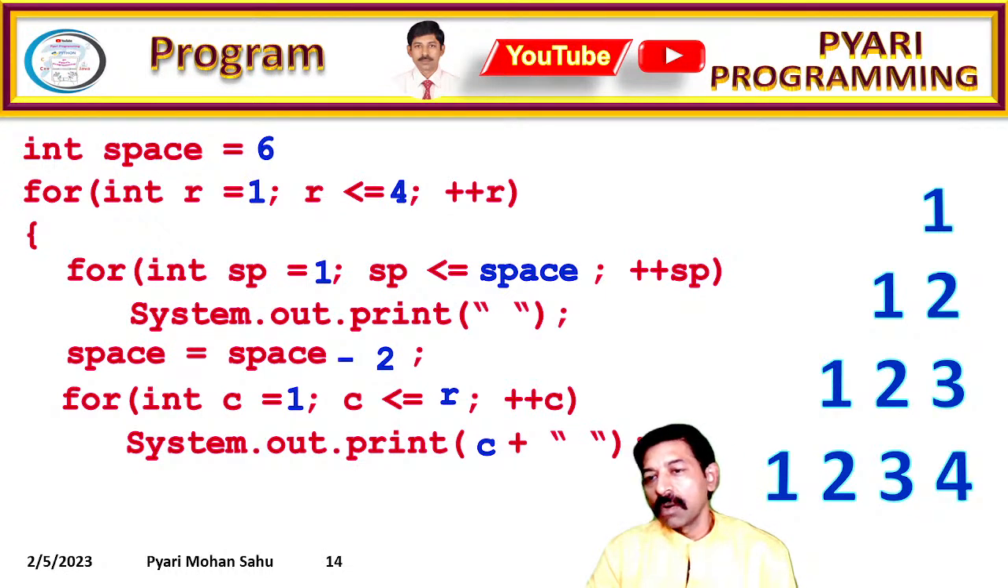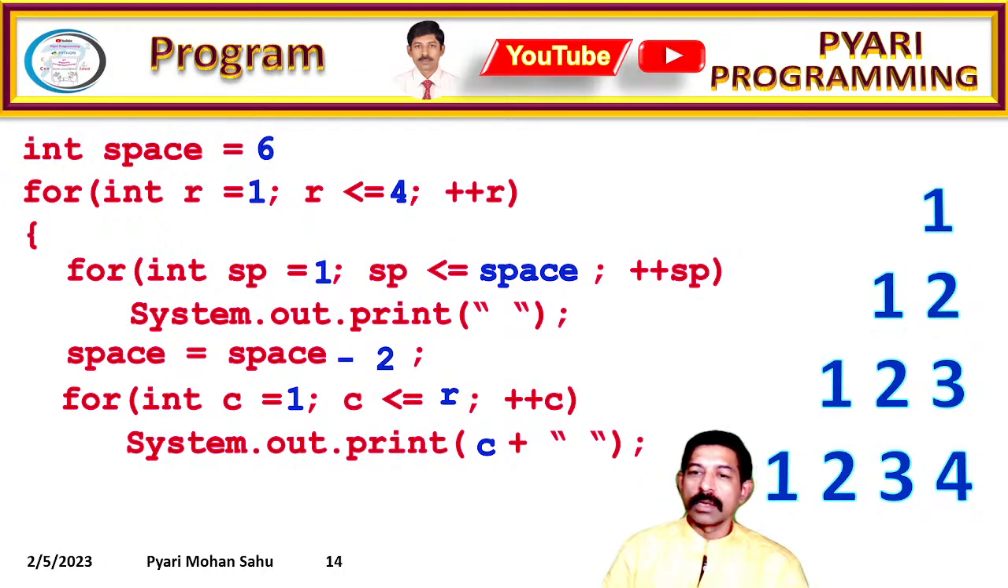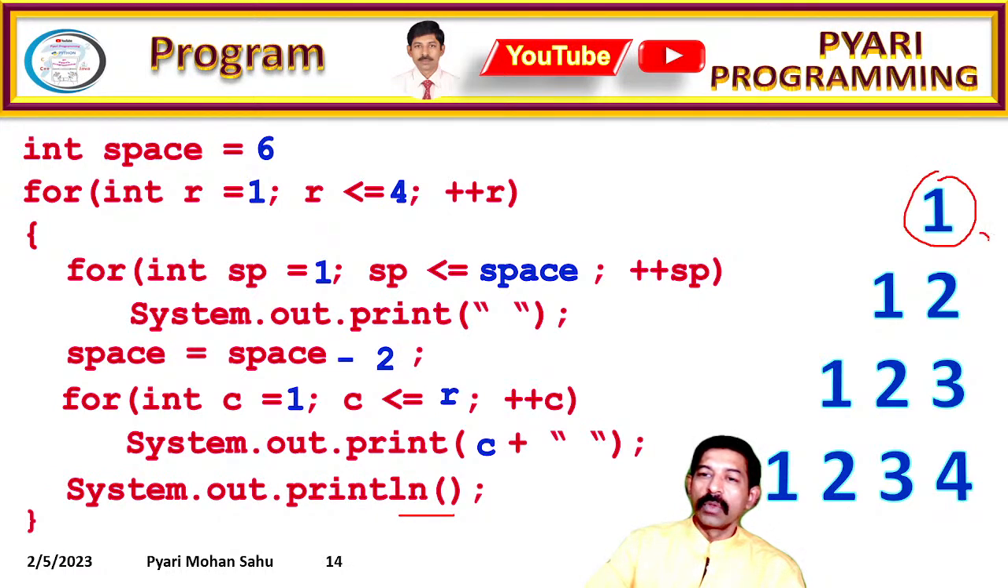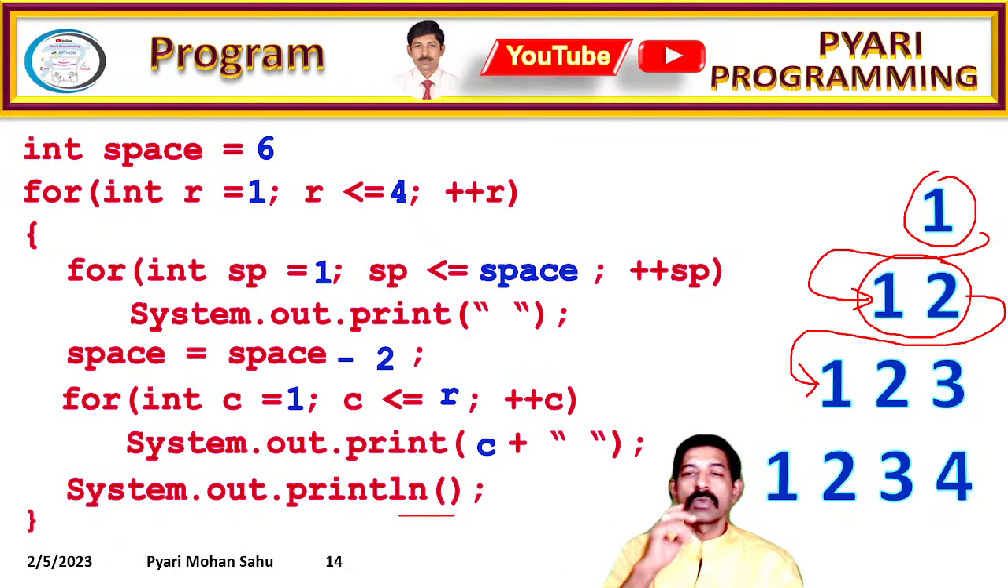Om has given the answer. We have to use println and curly bracket close. All are convinced with the answer? Yes, we need. Move to the next line because after displaying this one, I have to move to the next line. So that's why this closing curly bracket is required over here. Good. Fine.